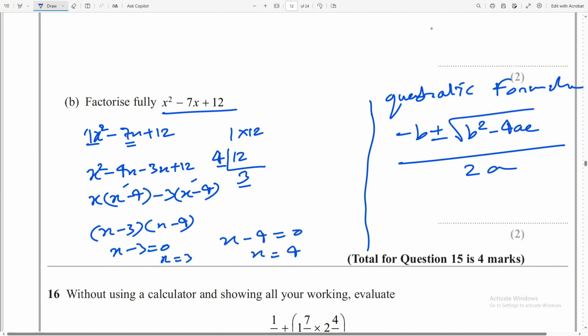Now guys, the very last thing I need to tell you is it's not always adding up. You have to look at the sign of the last number without a variable. If it says plus, we will add up, and if it says minus, we're going to have to subtract one factor from the other to get the middle number.